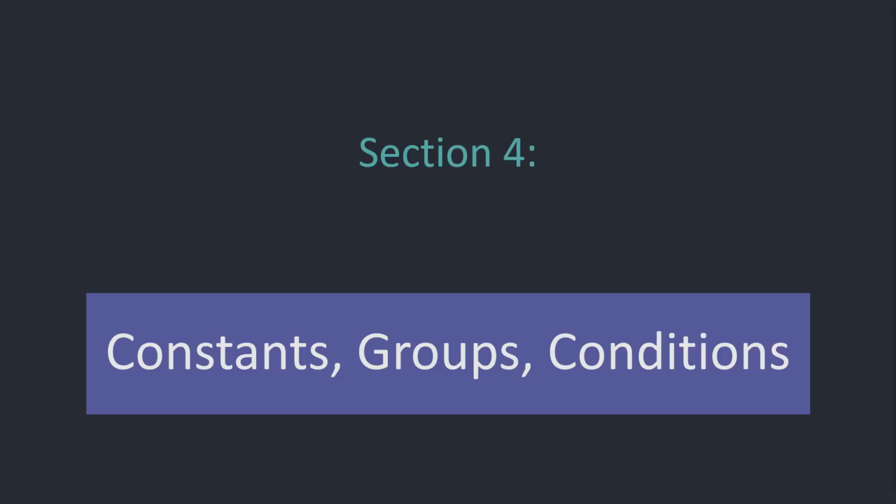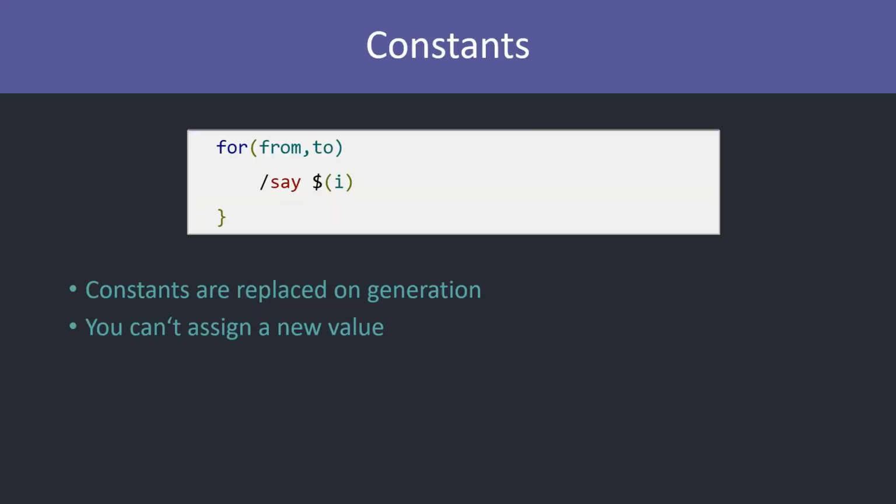In the next section we'll take a look at constants, groups, and also conditions, so if and else statements. In the last section we looked at this for loop here, and we already used this notation here, $i, to replace this whole thing with the current index. So that is actually a constant, and constants are replaced on generation, so they can't be changed while the data pack is loaded. And you also can't assign new values to any constants.